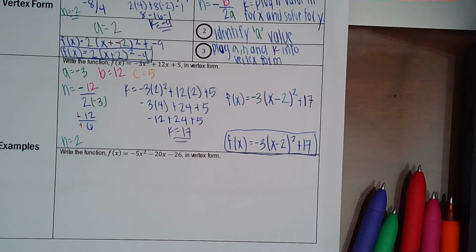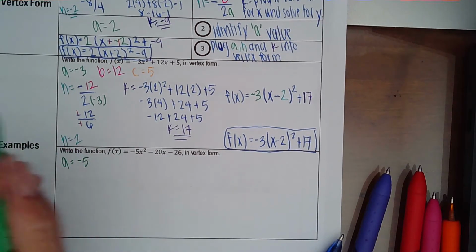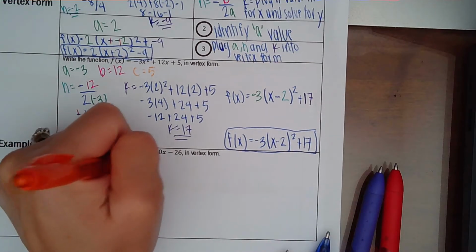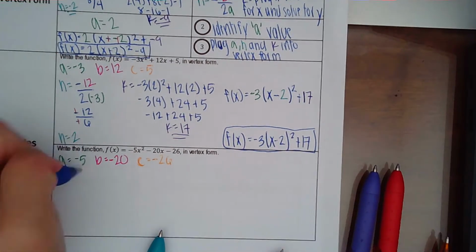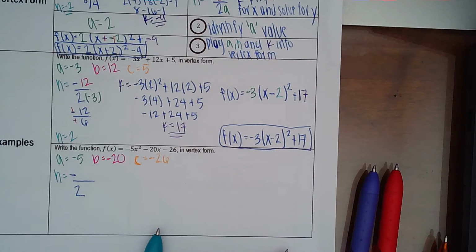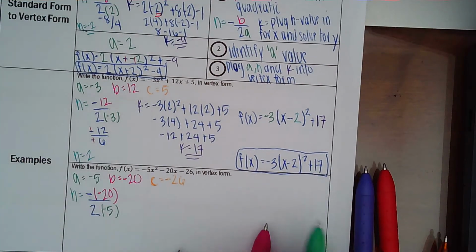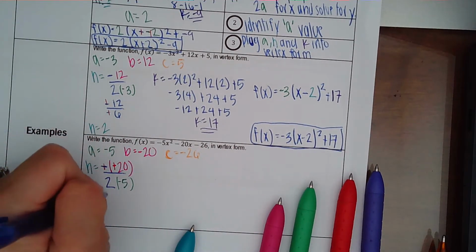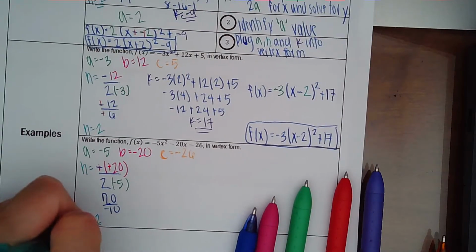Okay, so next one, again, we're going to keep plugging along here. So we have a equals negative 5, b equals negative 20, and c equals negative 26. We're going to go ahead and solve for h. So h equals negative b over 2a, and that's a negative 20 over 2, and our a is going to be a negative 5. Well, don't forget two negatives side by side. That makes this a positive 20. So we end up with 20 over negative 10, and h equals negative 2.